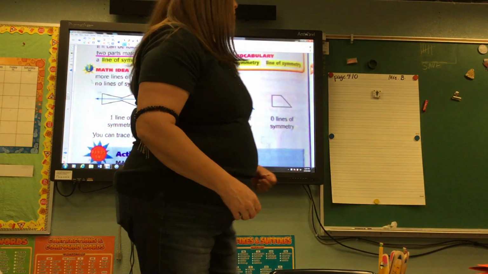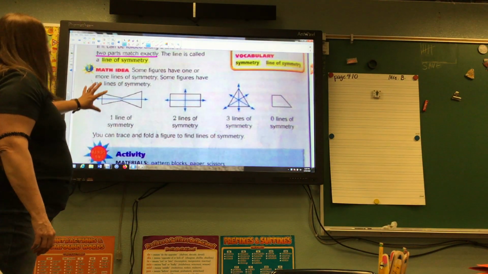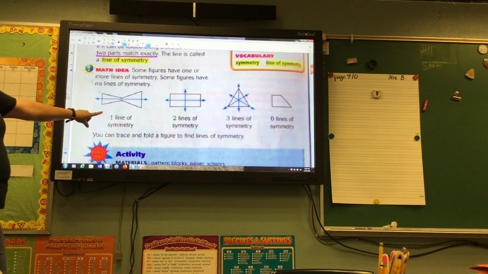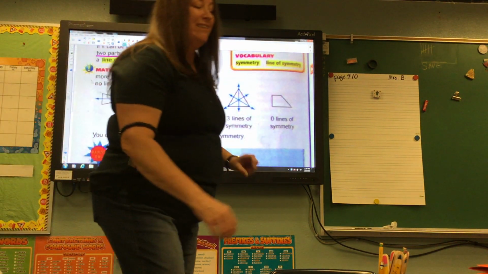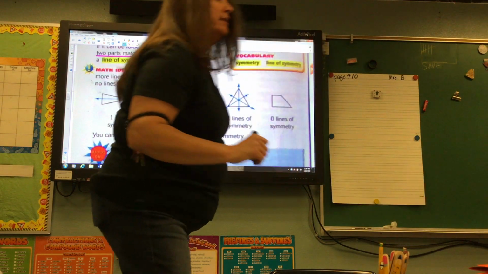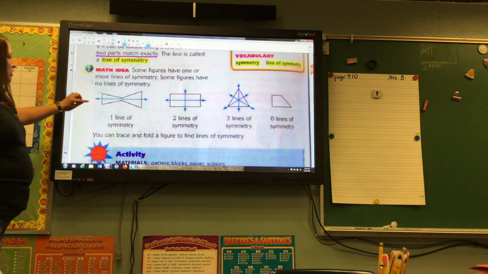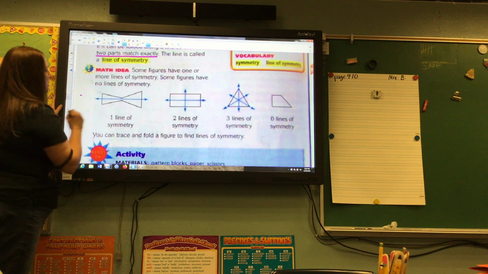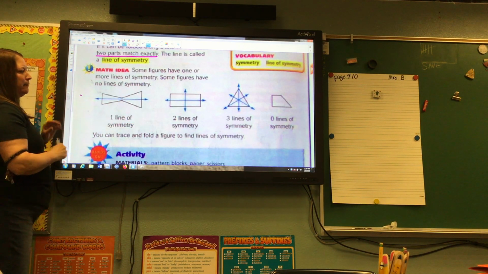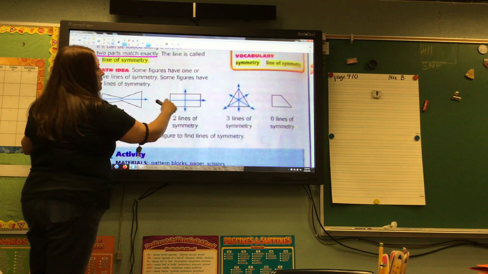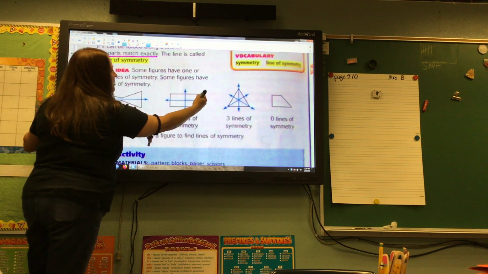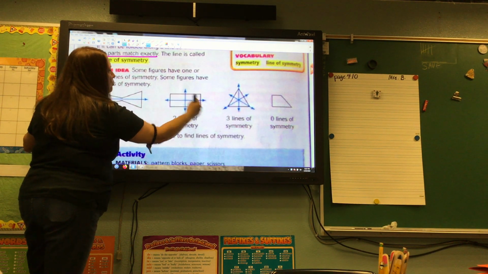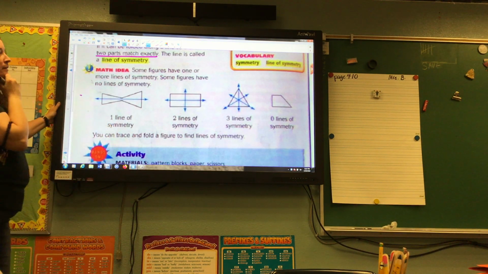Okay, so let's go back to the book here. Some figures have more lines of symmetry, some shapes don't have any. Like I just showed you, that scalene triangle doesn't have any. Take a look at this interesting little shape. If I folded it right here down the middle, both sides would be exactly the same. Same thing with that rectangle we talked about. We did say that the rectangle folded corner to corner did not have a line of symmetry.